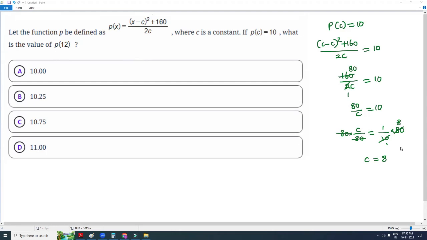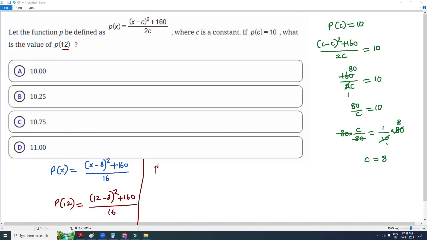Okay, here I got the value of c. Let's plug this value 8 for c into the function p of x over here. Then p of x equals (x − 8) the whole square plus 160, divided by, when I plug in 8 for c over here, we get 2 times 8, that is 16. Now the function p of x is complete. To get the value of p of 12, we have to plug in 12 for x over here and also here. Okay, then we have p of 12 equals (12 − 8) the whole square plus 160 divided by 16.